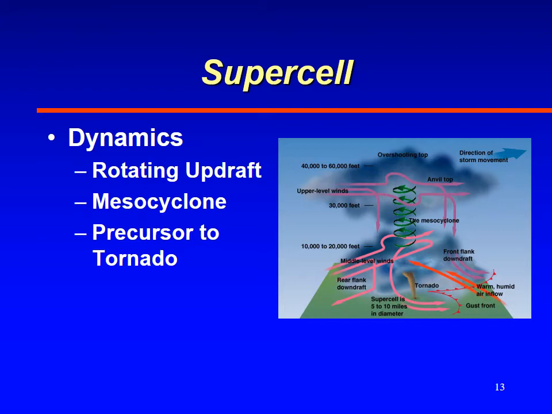The rotating updraft mesocyclone is usually pretty wide. It's about maybe 5 or 6 miles in diameter, whereas the tornado by itself, of course, tornadoes are not much bigger than 1 mile, and typically much smaller, usually only less than a quarter mile, maybe an eighth of a mile across.